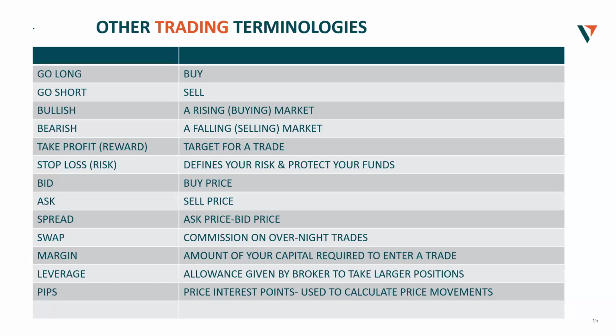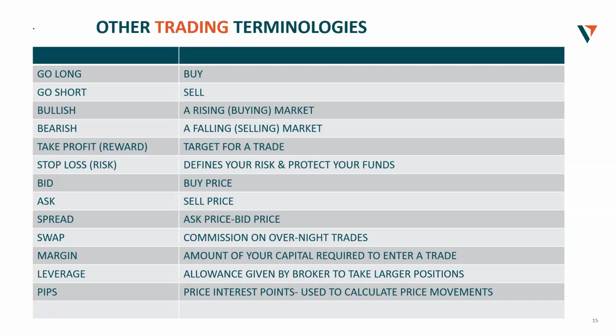Okay. So these are other terminologies. When we say go long, it means to buy. When we say go short, it means to sell. When we say bullish, it means we're in a rising market. When we say we are bearish, it means we're in a falling market. When we say take profit, we're talking about the reward on the trade, because every trade has a risk and a reward. The reward on the trade is called take profit.